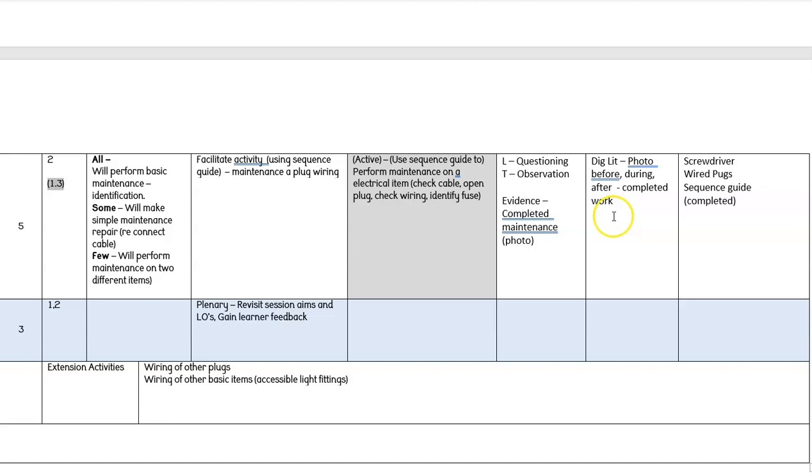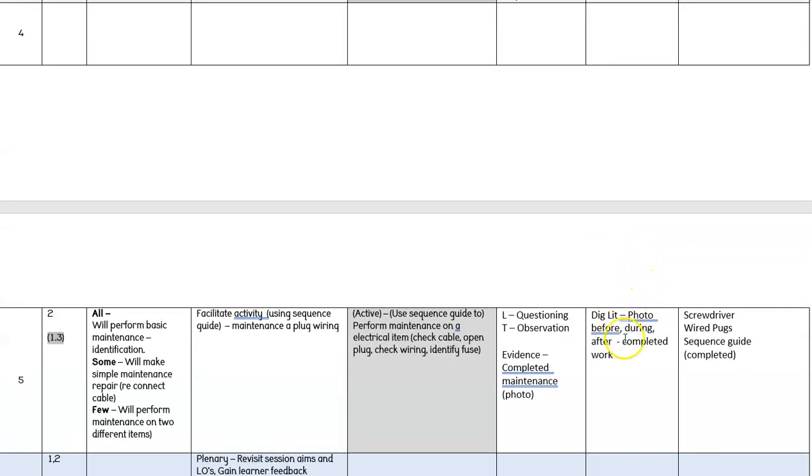Okay, now I'm going to embed digital literacy. This time we're trying to put in what used to be called ICT. So that is where learners use digital literacy in their day-to-day life, because that enhances their use of it. And in this case, take some photographs during, so they've got a record of them doing it themselves, which would be quite nice. And the equipment: screwdrivers, wire plugs, sequence guide.